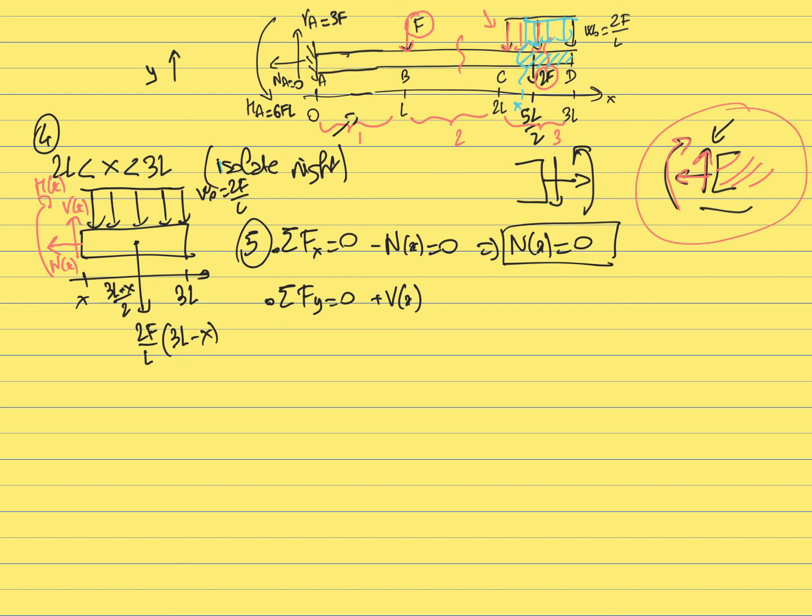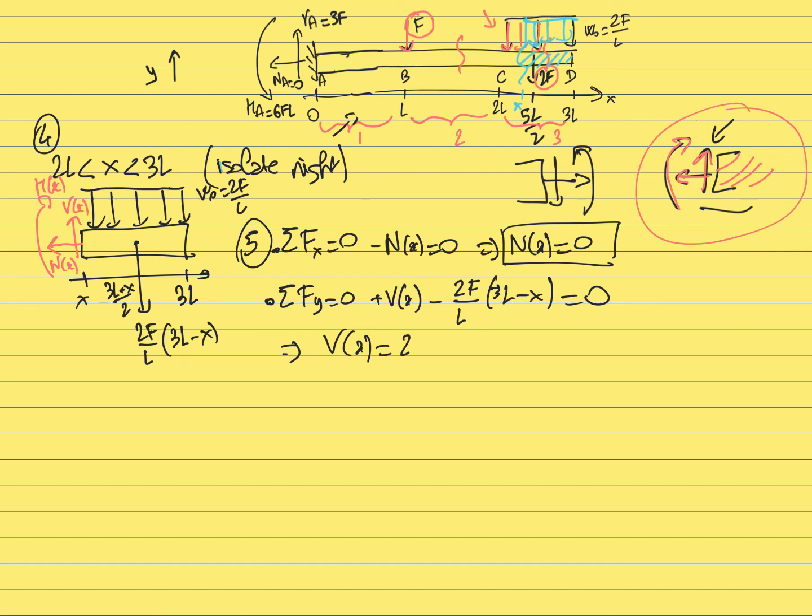Next, the only vertical force that we have besides V is the resultant force associated to the distributed load. It's pointing downwards, so it has a negative projection, and in this case the intensity of this force is 2F divided by L times 3L minus x. That's the resultant force that we calculated. The sum of those forces is equal to 0. So this allows us to calculate the value of the internal shear.